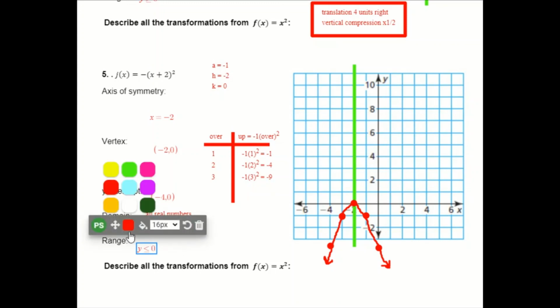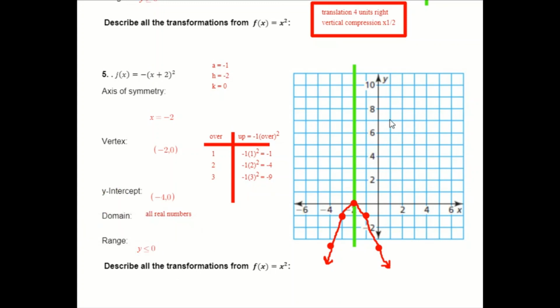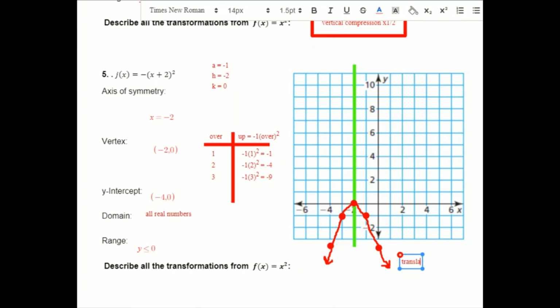And then finally, we want to describe the transformations. So let's see here. The first one will be, we got to shift to the left 2. Okay, so we're going to translate 2 units to the left, and then we have a reflection over the x-axis, and that's it.